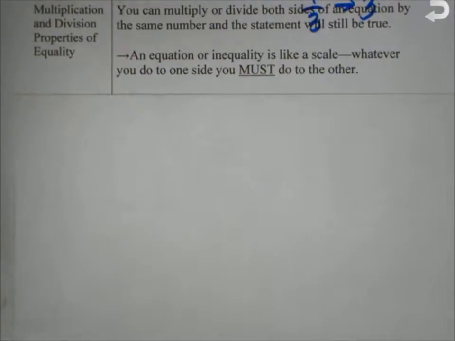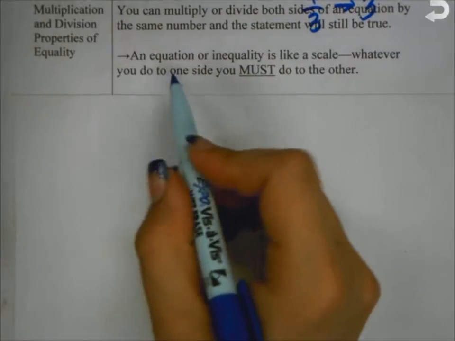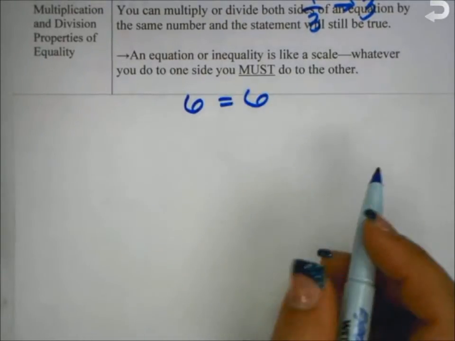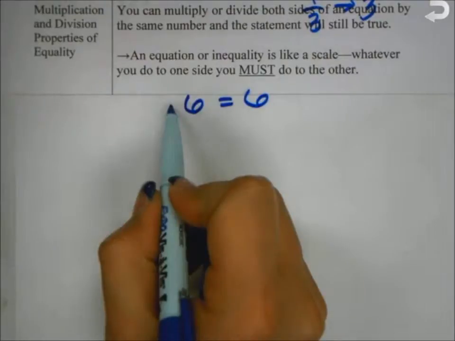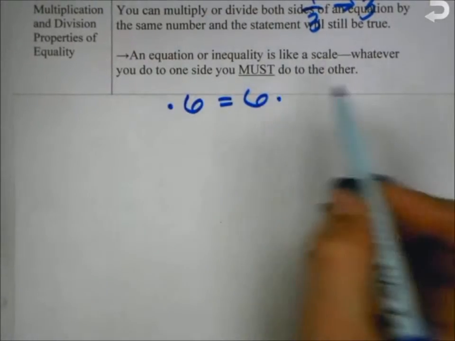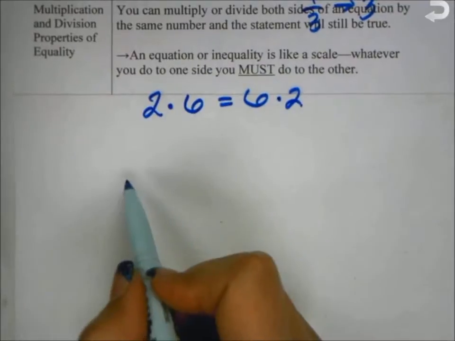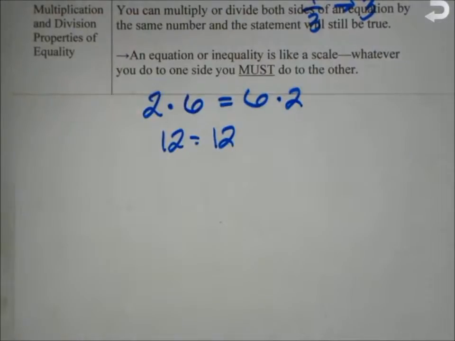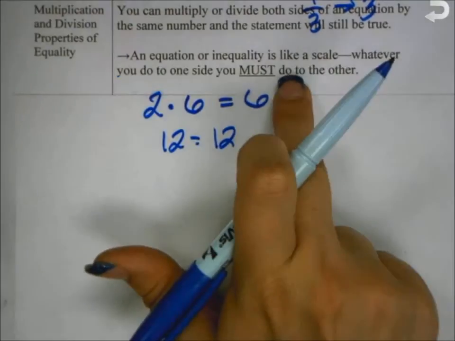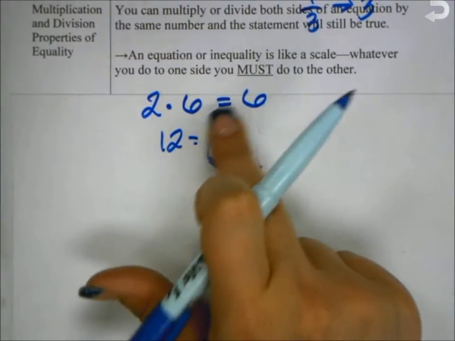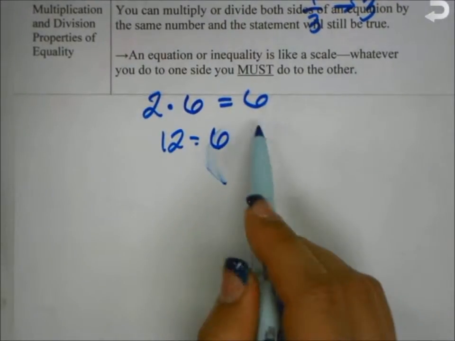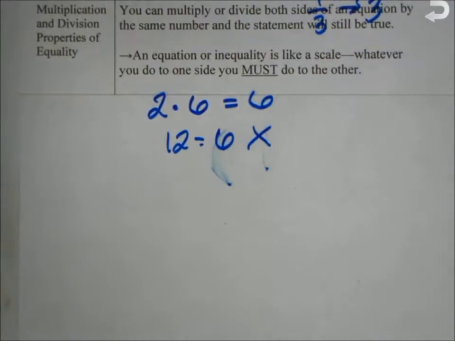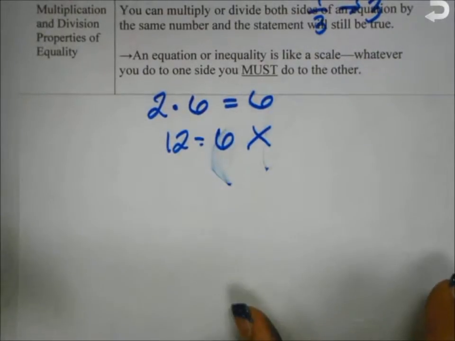So let's think about it. If I have something like 6 = 6, that's a true statement, right? Okay, now I can multiply both sides of this equation by 2, and what would I get? 12 = 12. Is that still true? Yeah. What if I only multiplied one side of the equation by 2? Then I would get 12 = 6. Is that true? No. That's why we have to do the same thing to both sides. We have to keep it balanced. Make sense? Okay, so now we're going to do a couple of examples.